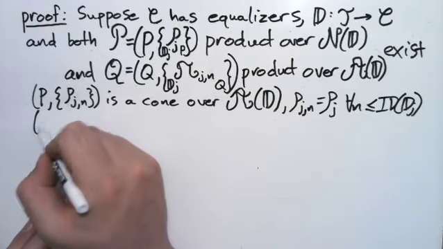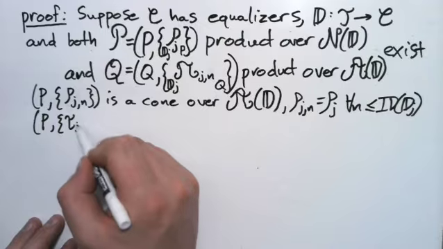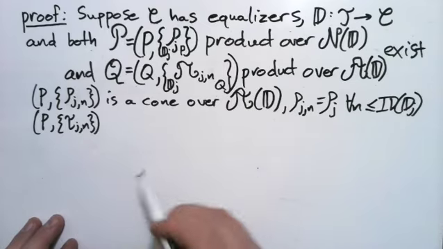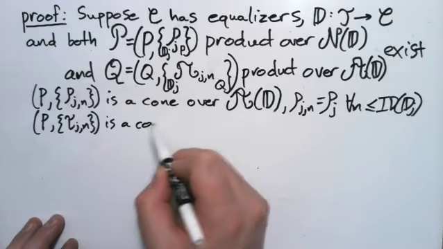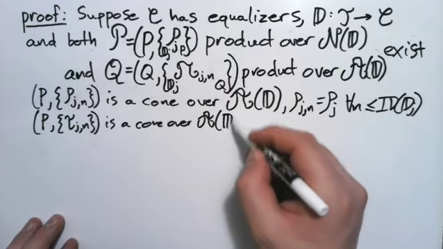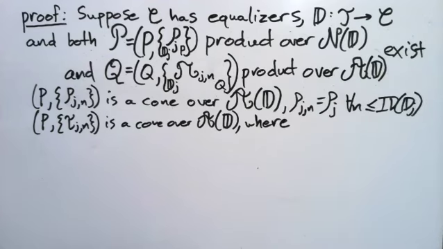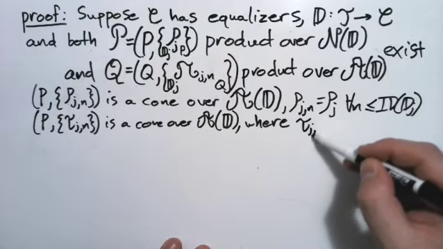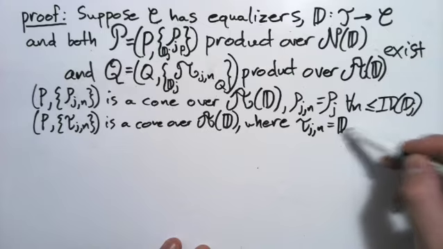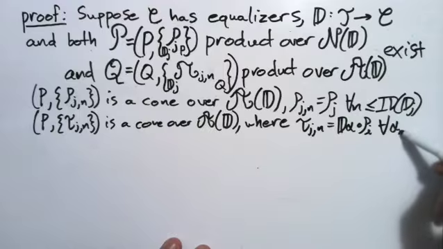So let's add this cone to our proof as well. So we can say that P, and then maybe call it tau Jn, is a cone over A of D, where tau Jn is equal to d alpha after row I for all of the alpha morphisms from I to j in J.